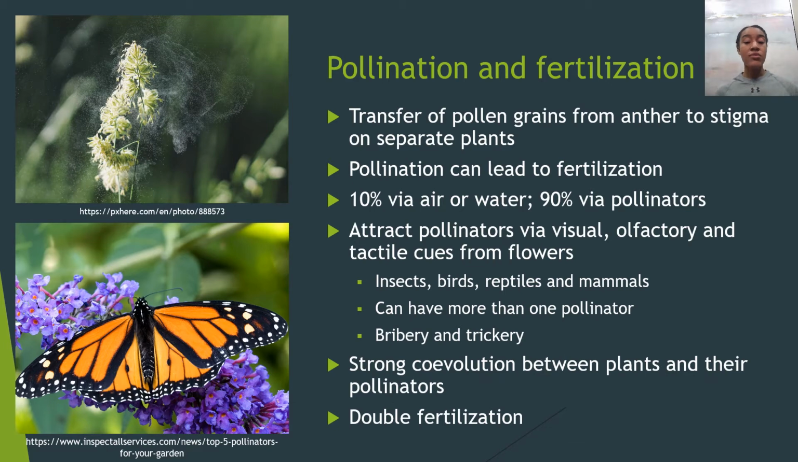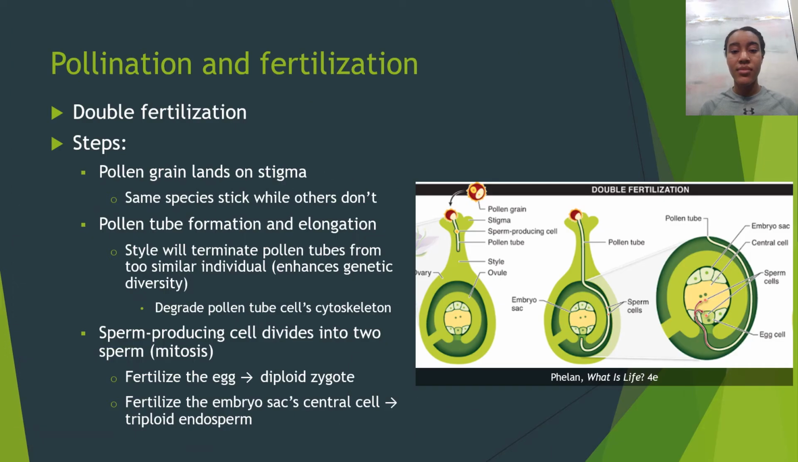There's a strong coevolution between plants and their pollinators, and for more information on that as well, revisit lecture 1 on plants. Now that pollination has occurred, in order for an actual embryo and the seed to be made so that you can get a viable offspring, double fertilization has to occur. So we're now going to talk about double fertilization in detail.